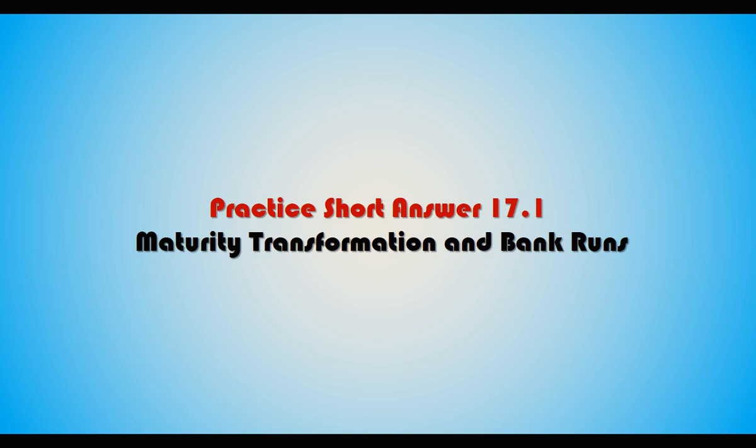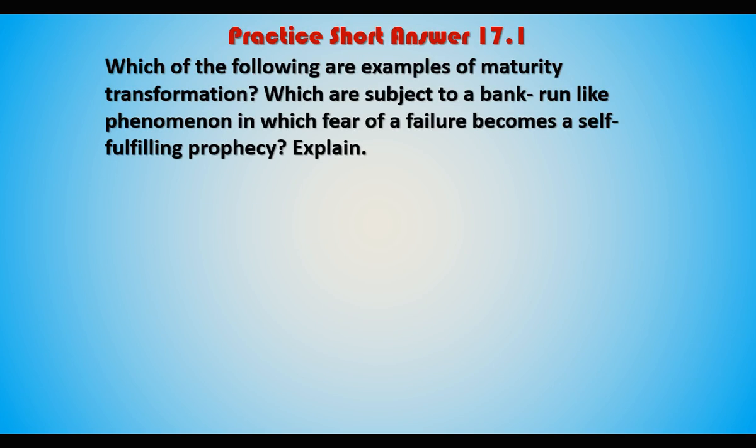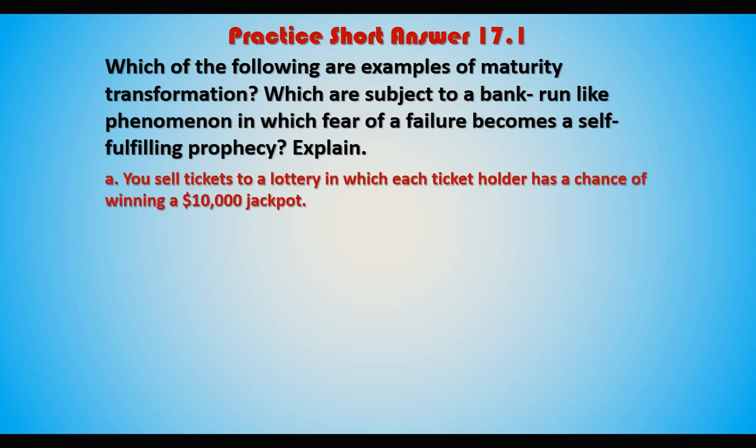Let's do a quick practice problem focusing on maturity transformation and bank runs. So which of the following are examples of maturity transformation? Again, maturity transformation involves converting short-term liabilities into long-term assets, which are subject to a bank run-like phenomenon in which a fear of a failure becomes a self-fulfilling prophecy. Explain. So again, maturity transformation, the conversion of short-term liabilities into long-term assets. A: You sell tickets to a lottery in which each ticket holder has a chance of winning a $10,000 jackpot. Is that a form of maturity transformation?